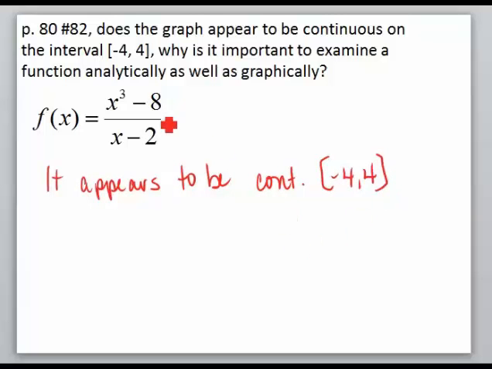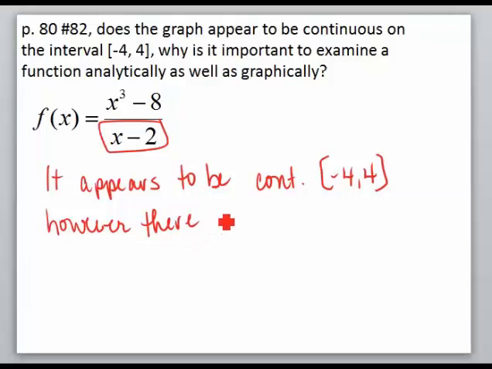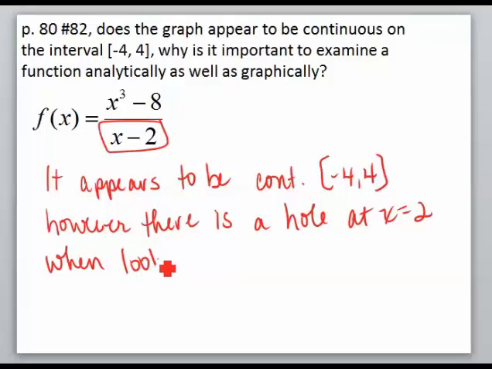However, if you look at it a little bit further, we know it can't be continuous everywhere because at 2, there is a discontinuity, there's a hole. So we need to write that. However, there is a hole at x equals 2 when looking at the function analytically.